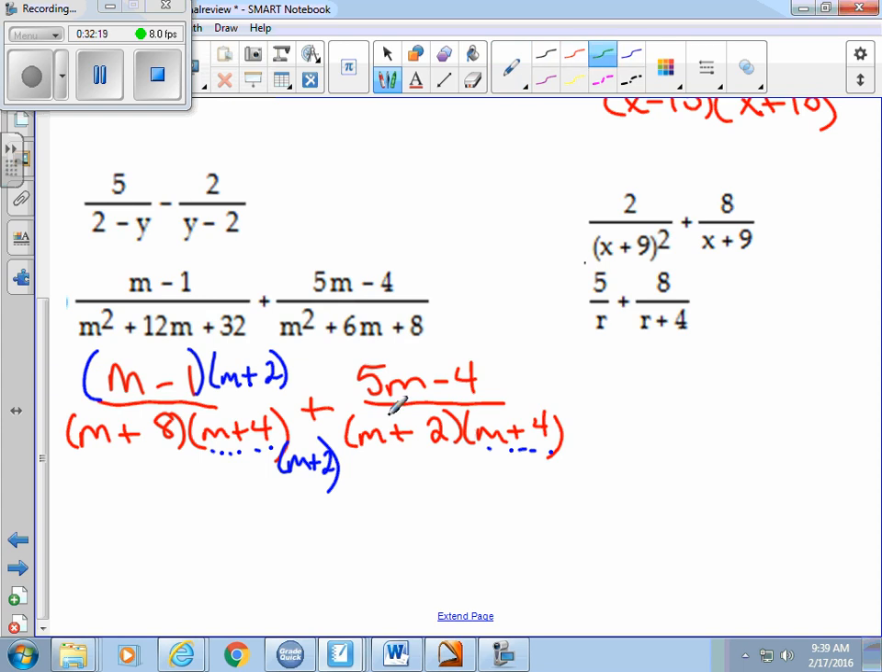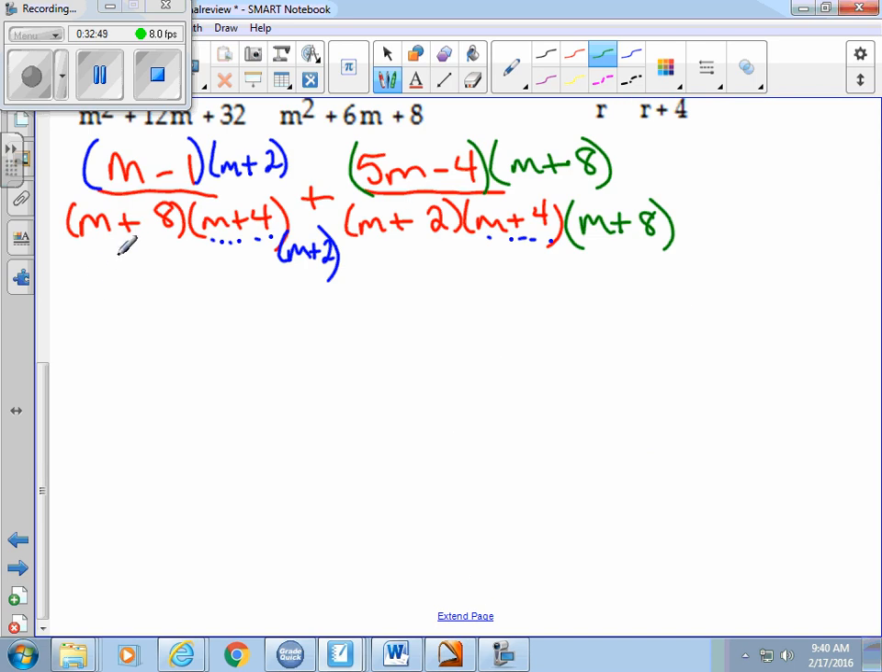The right-hand fraction needs what? M plus 8. I have a question. Can you just multiply m plus 2 times 4? No, because then you would get 2m plus 8. Does that make sense? Yes. Good question. So you just do the opposite.